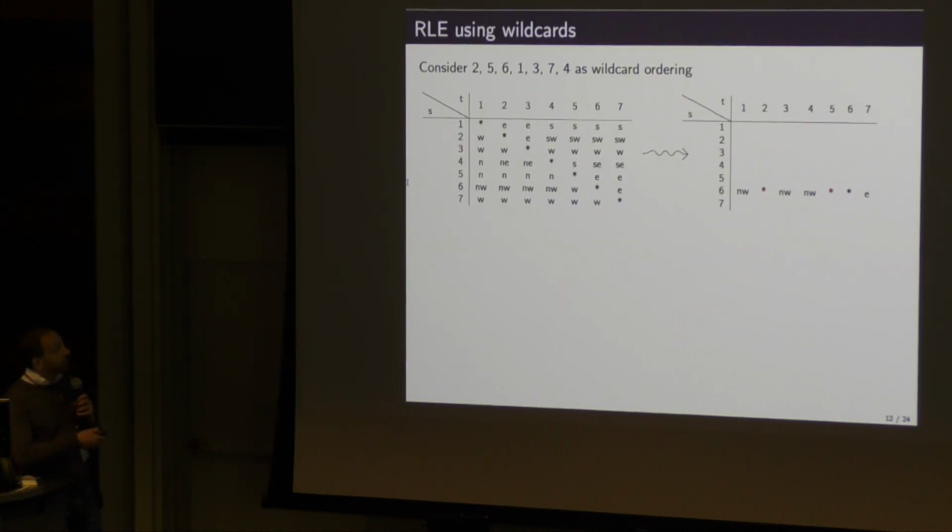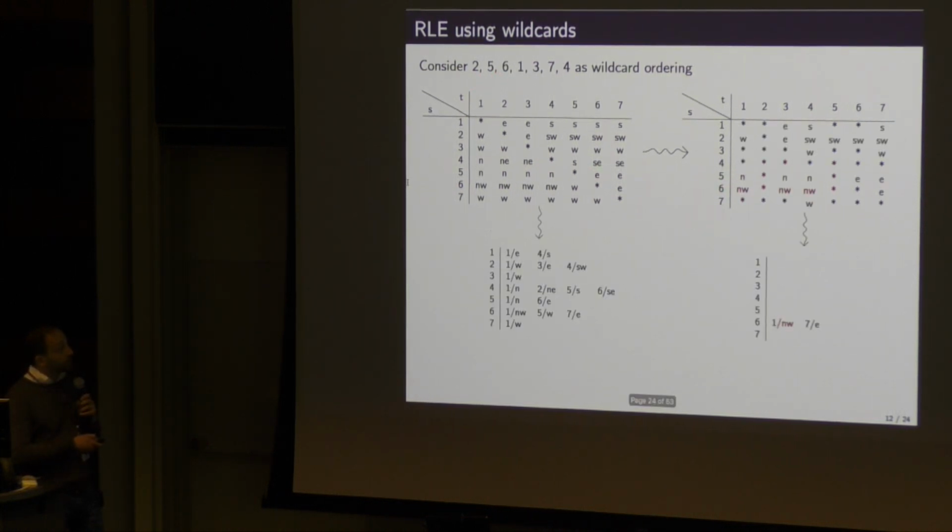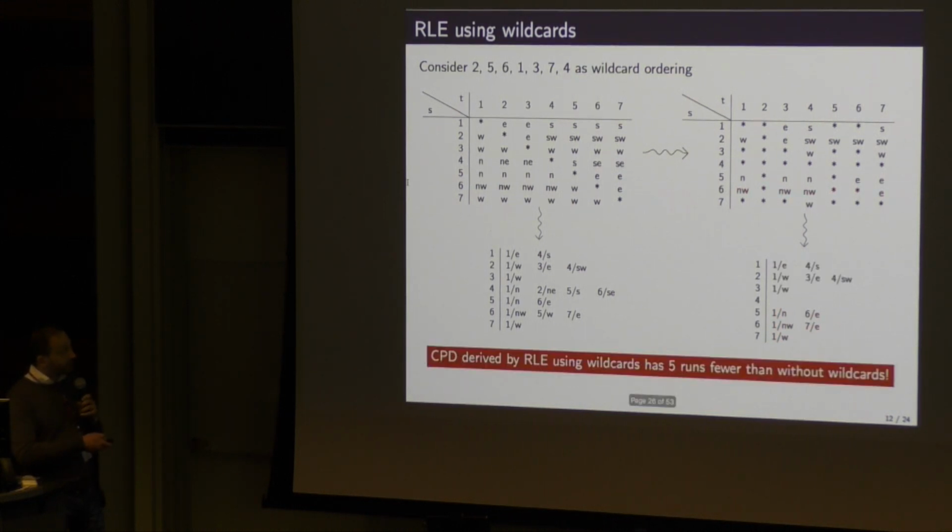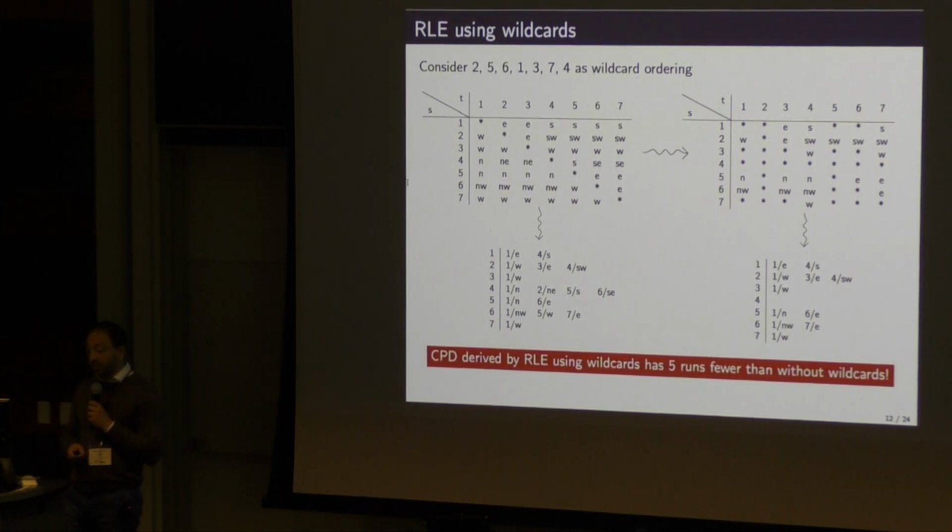Consider this wildcard ordering and take row 6. We replace the symbols on columns 2 and 5 with wildcards because 2 and 5 come before 6 in the wildcard ordering. This is repeated for every row in the first move matrix. And then we compress the matrix by run-length encoding. For instance, the first part of row 6 becomes 1 northwest. The second part becomes 7 east. And the CPD that we obtain using wildcards has 5 runs fewer than without wildcards, but of course the saving can be much greater for large maps.